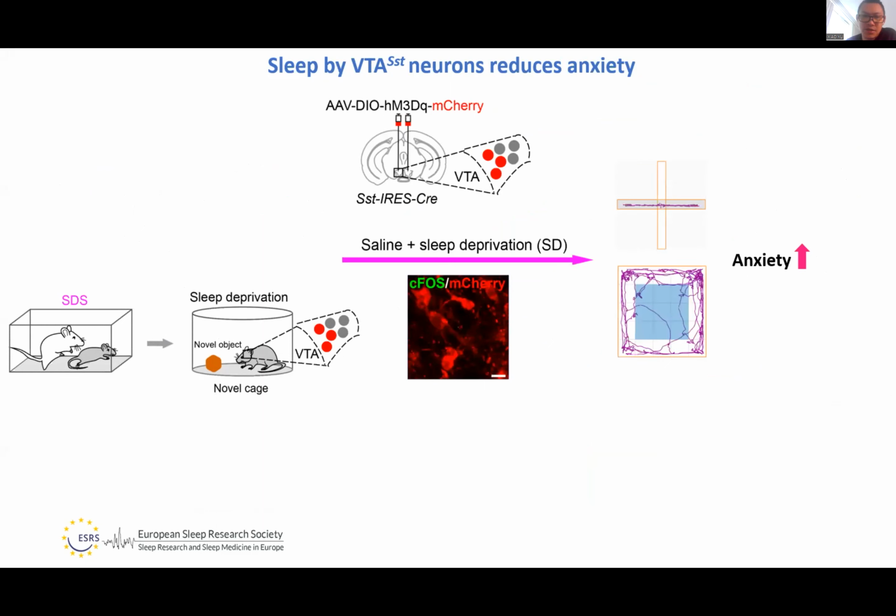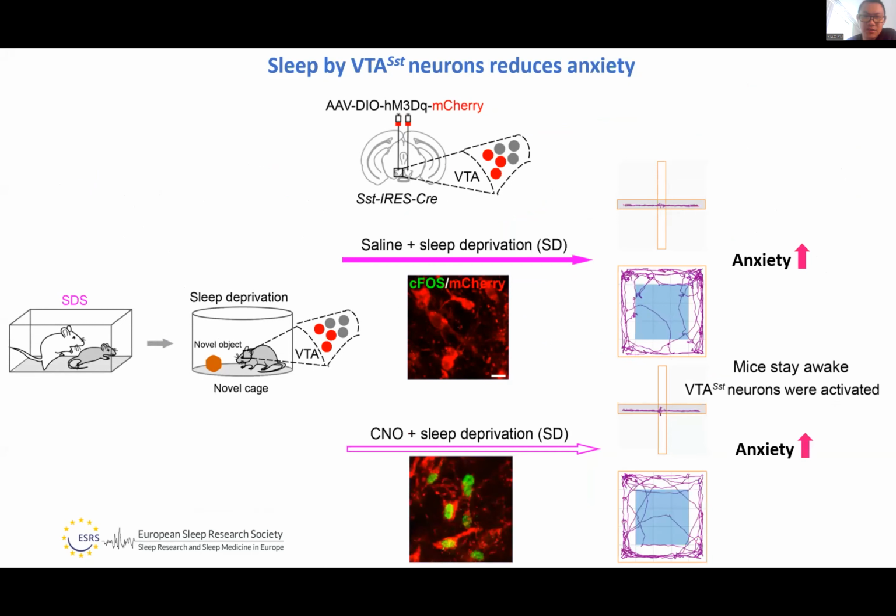After social defeat stress, the mice were followed by a sleep deprivation protocol with a saline or CNO injection. We found the animals remain in an anxious state after saline injection. However, during the sleep deprivation procedure after social defeat stress, while the mice were awake, activation of somatostatin cells did not reduce anxiety, suggesting that the anxiolytic effects require stress-induced sleep rather than VTA SST cell activation.